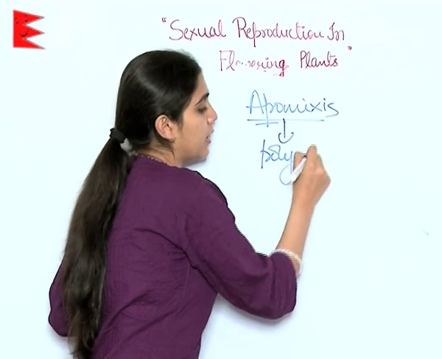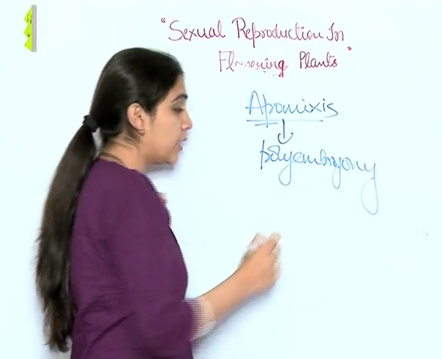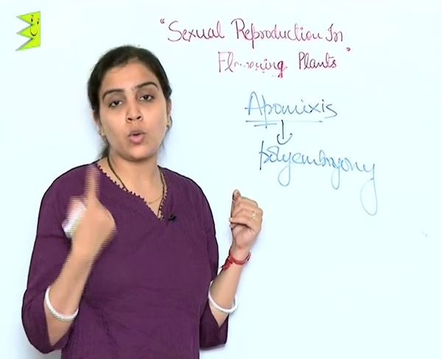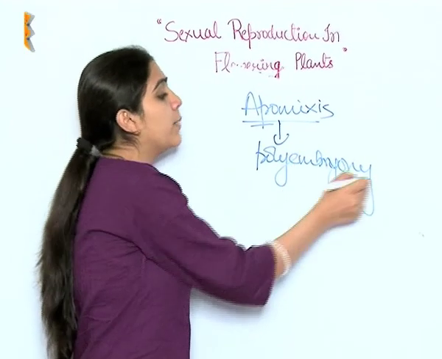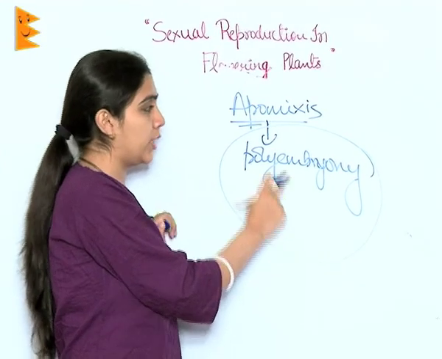Then the other term is polyembryony. As we have studied earlier, usually one embryo is present or formed. When more than one embryo is present, it is known as polyembryony.